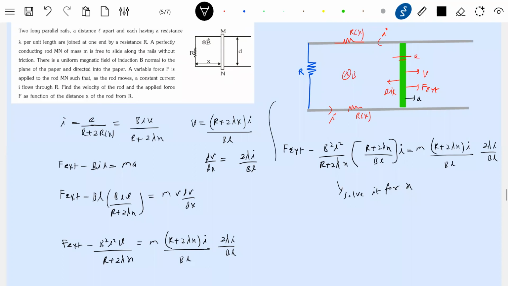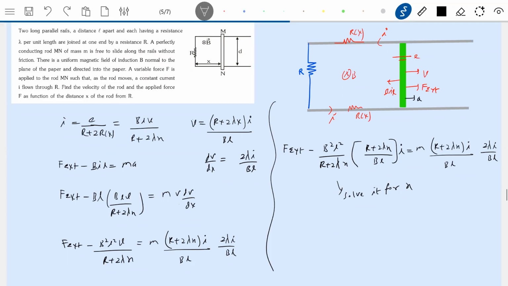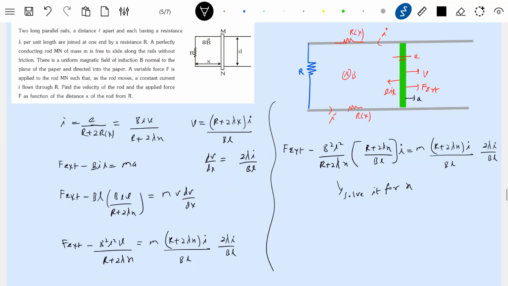Sir, acceleration we have to take dv by dt, no, sir? Okay, sir, got it, kinematics. You wrote v dv by dx, right? V dv by dx, I wrote it. Yes, sir, I missed that v. Nothing, I'll highlight it. Okay, it will flash now. Thank you.